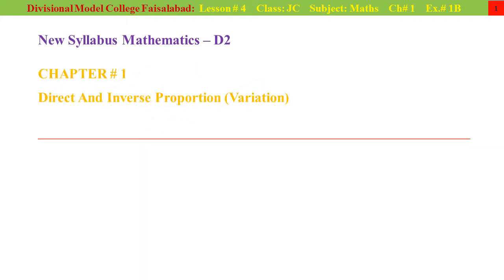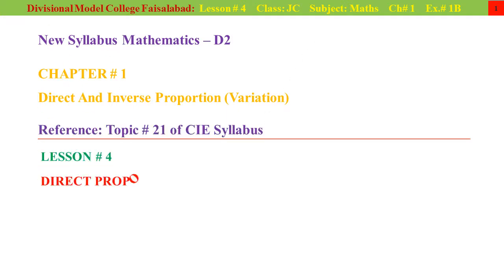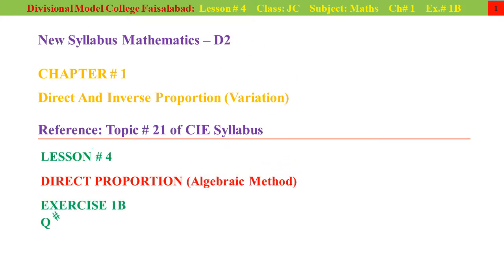It's chapter number 1, which is direct and inverse proportion. Today in lesson number 4 we will solve some questions of exercise 1b, and in this exercise there are problems of direct proportion, and we will solve these questions by using the algebraic method, which is the need of Cambridge O level.